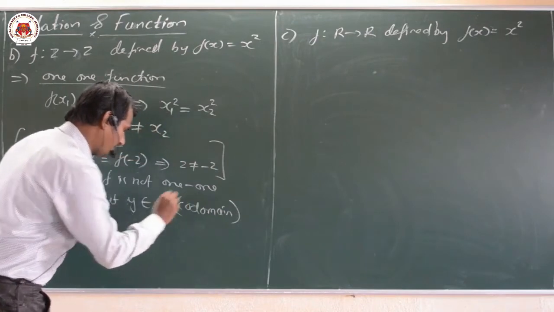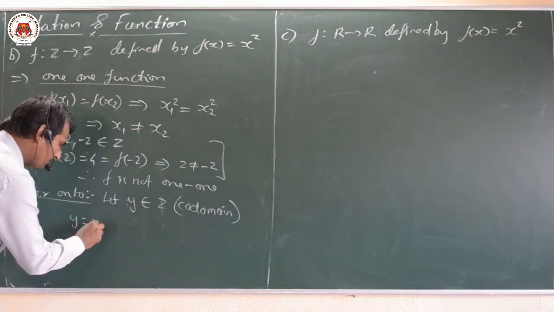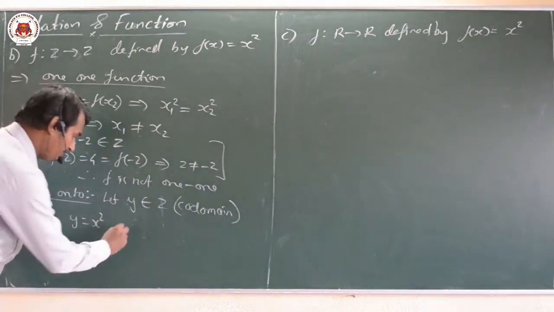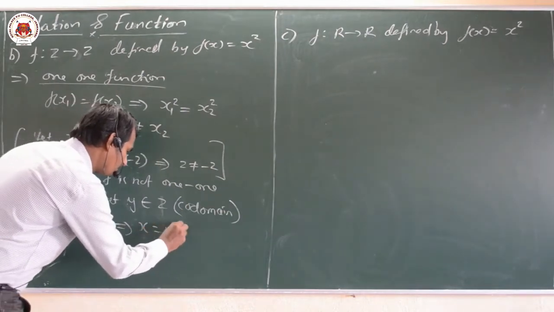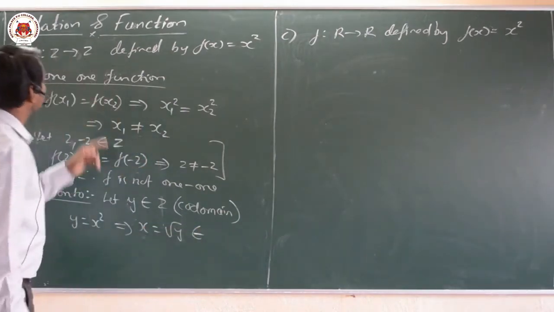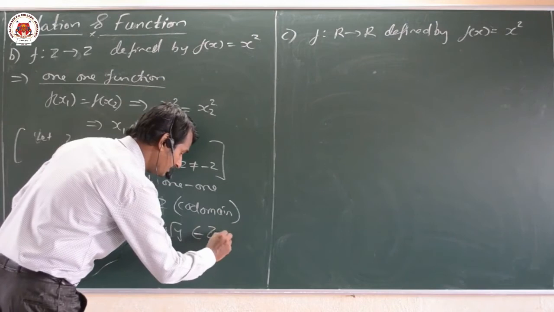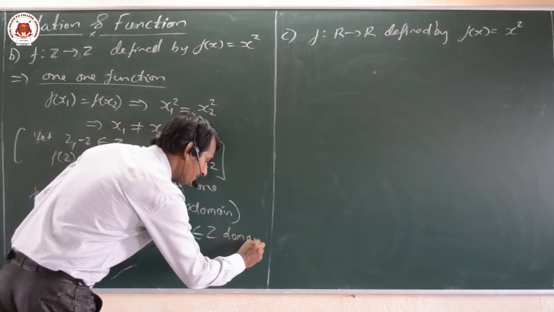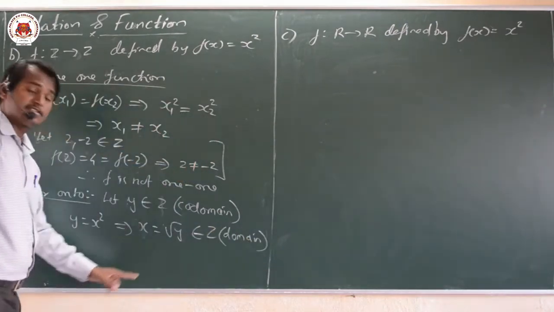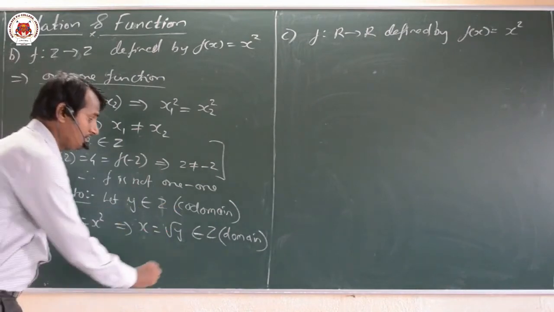Let y belong to the codomain. Then y equal to what we have? x square. That implies x equal to root y. Now does root y belong to the Z, that is the domain? Does it belong to the domain? No, it does not belong.